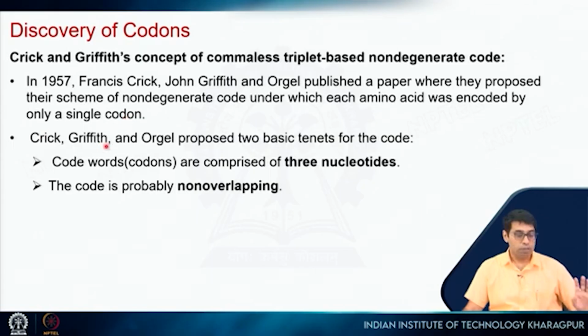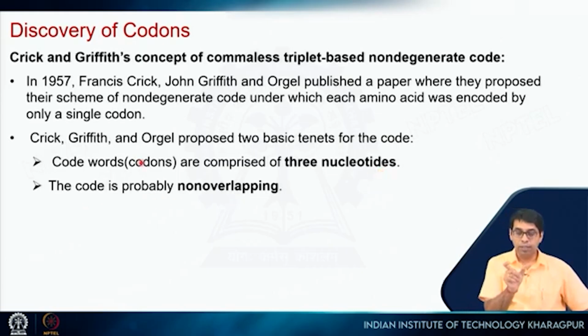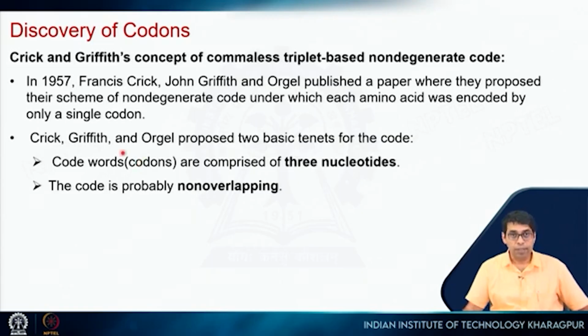But two important things came out from their paper: that there are these codons which comprise 3 nucleotides, which proved to be right, and that the code is probably non-overlapping, which means that 3 nucleotides will code for one amino acid, then the next 3 nucleotides will code for the next amino acid, and so on and so forth. So these codons will not overlap, one on top of the other. That is not permissible.